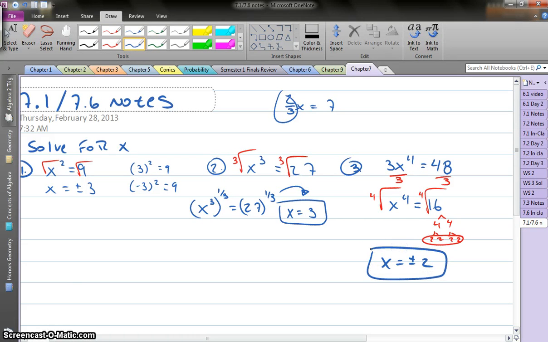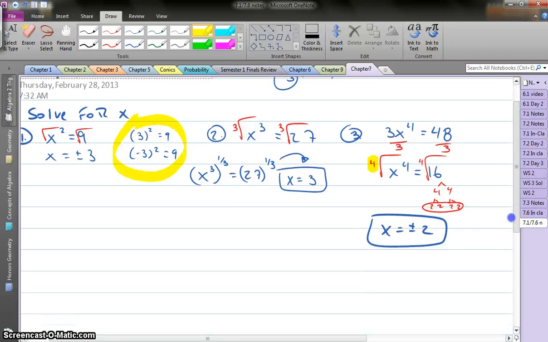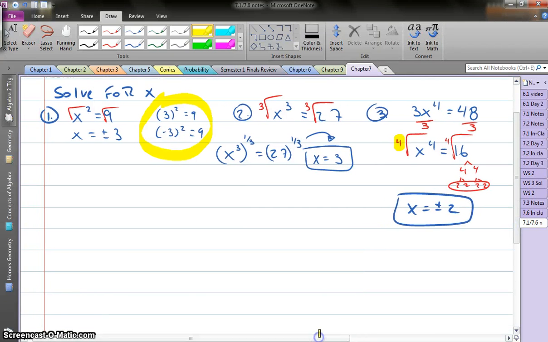Now think to yourself, why did I put plus minus? Ding, ding, ding, because it's even. When my index is even, when it's an even number, we have to consider the plus or minus for this reason here. When it's an odd, you don't, because it's going to be negative or positive, one or the other. So please, please, please remember that, otherwise you'll lose a point. Biggest mistake students make. So when it's even, don't forget your plus or minus. All right, let's try another one.